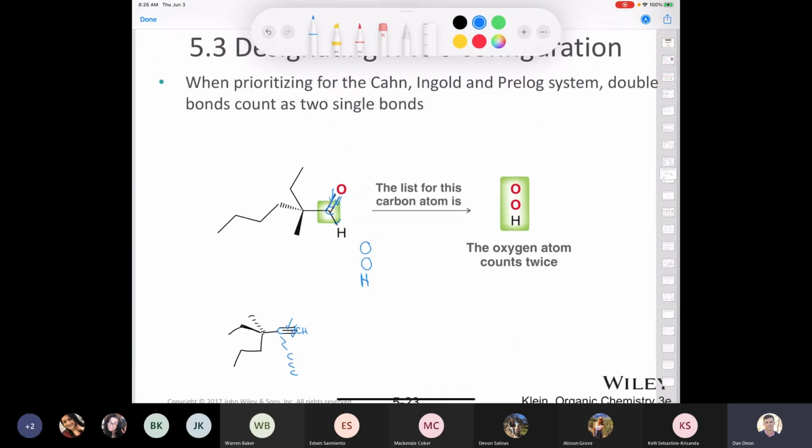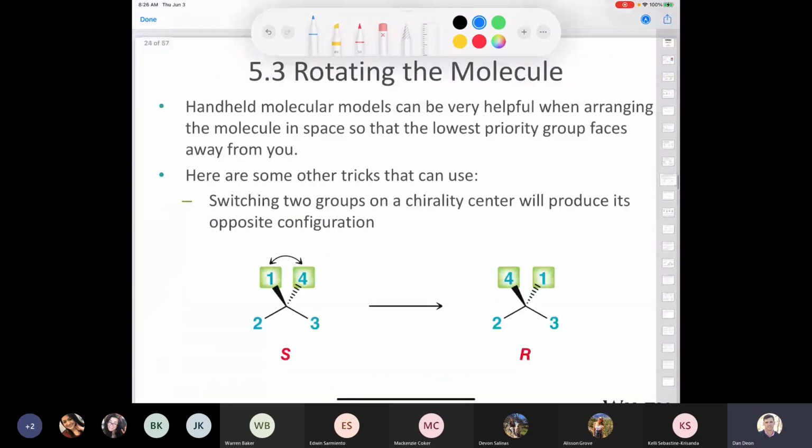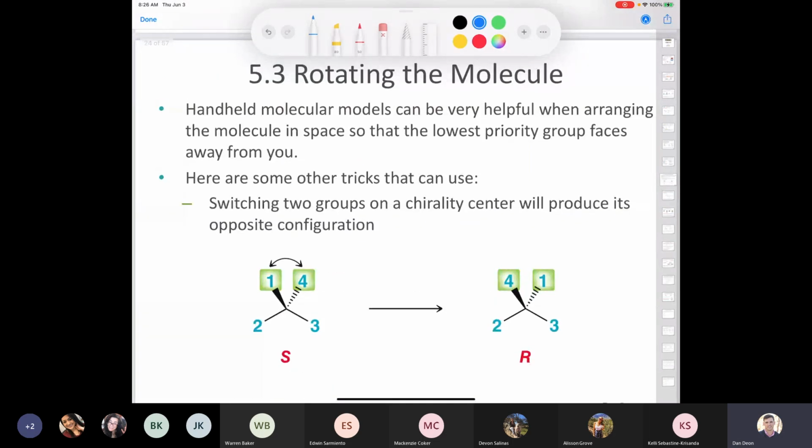So that's the Cahn-Ingold-Prelog rules. Another rule, okay, well, there's a couple more things you have to look at. So it says here, and I'm just reading straight off the slide, that handheld models can be really helpful when you're trying to manipulate the molecule in space so that you put the lowest priority group facing away from you. Other tricks that you can use, this is a funny one here that always makes me laugh.